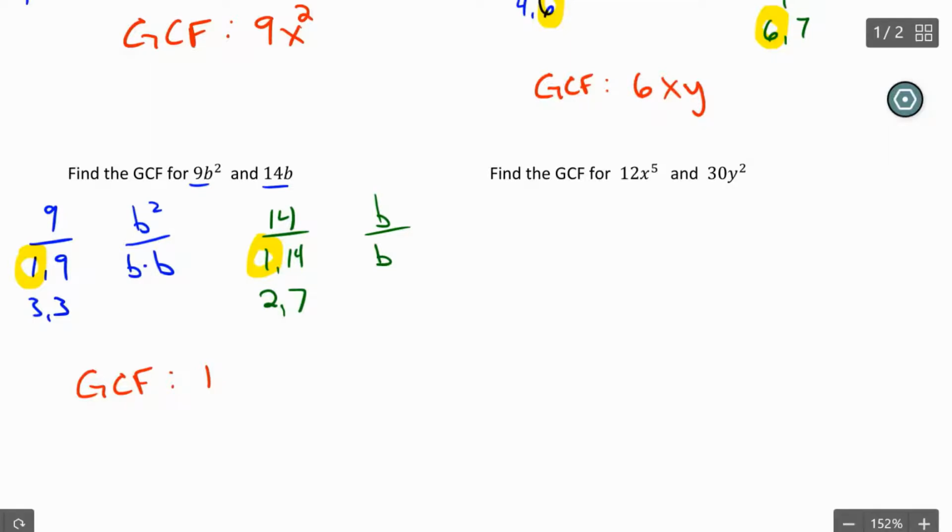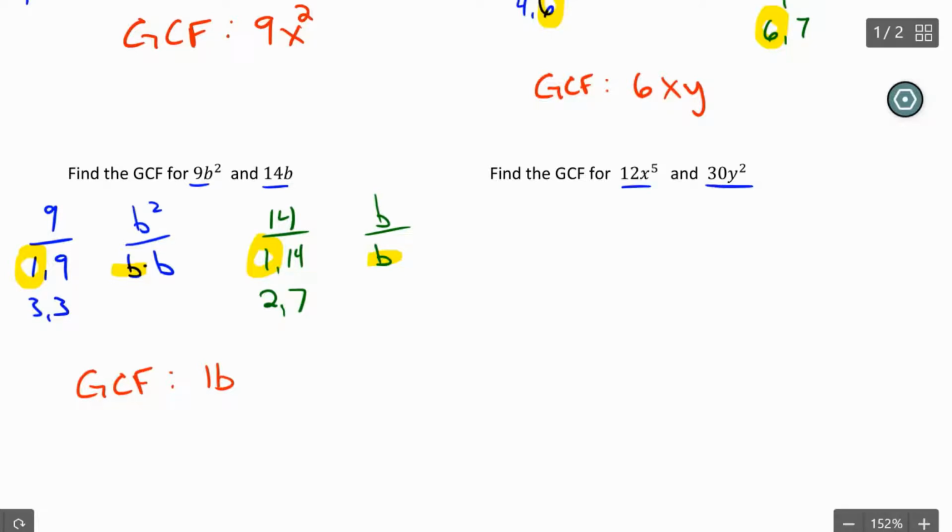And let's take a look at those b's. For b's, I've got 1 here and 1 here in common. So that means just 1b will be my greatest common factor. And that's fine. You might not have any numbers but 1 in common. And it's possible to have numbers in common, but no letters.